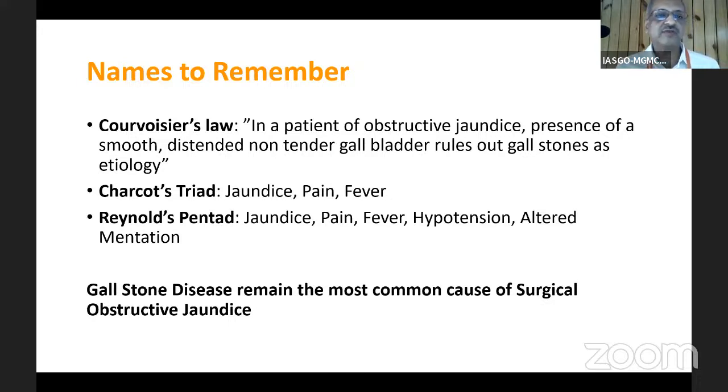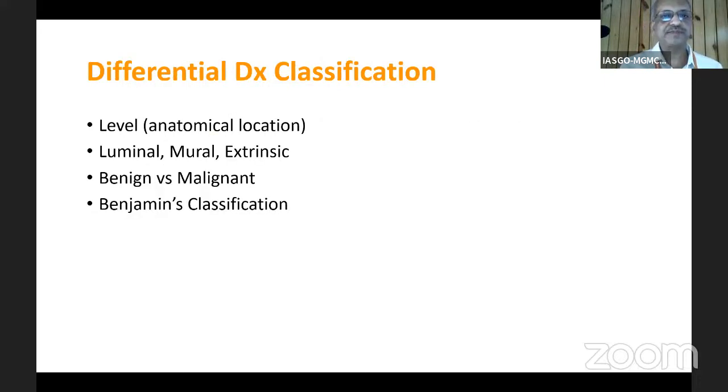Then Charcot's triad is for cholangitis: jaundice, pain, fever. And when we add altered mentation and hypotension, that is when the patient presents in shock, it's called Reynolds pentad. And I would finish this slide by just quoting that gallstone disease remains the most common cause of surgical obstructive jaundice. Again, we are all well aware of that in our practice, where we see that mostly the jaundice is benign and it's due to gallstones.